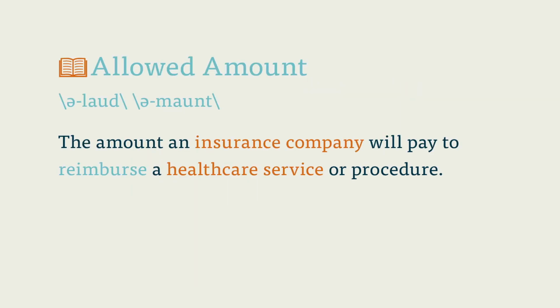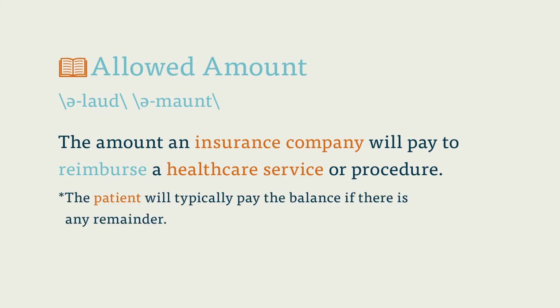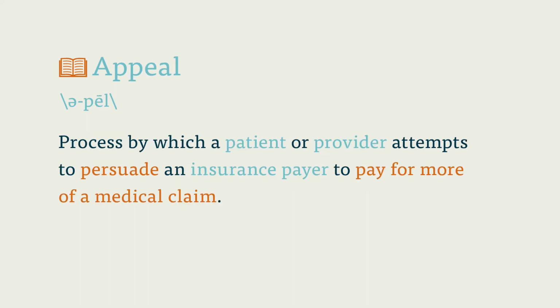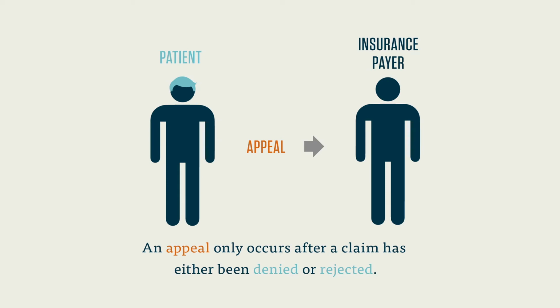Allowed amount. The amount an insurance company will pay to reimburse a healthcare service or procedure. The patient will typically pay the balance if there is any remainder. Appeal. The process by which a patient or provider attempts to persuade an insurance payer to pay for more, or in certain cases pay for any, of a medical claim. The appeal on a claim only occurs after a claim has either been denied or rejected.